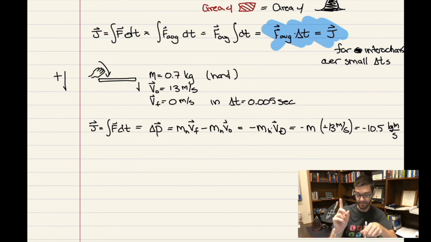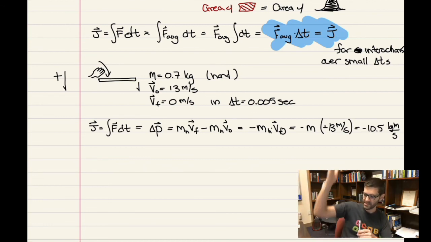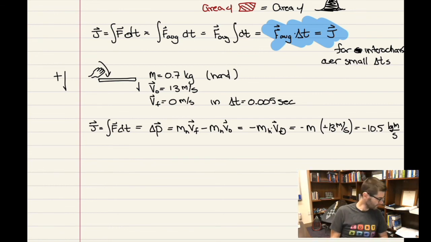Since it's negative, remember this is a vector, so the negative means something. Negative means it's pointing in the negative direction, which I've defined as up, which makes sense. There's a large force pushing up on the hand, which is stopping my downward motion and making it 0. Then it says, what is the average force that is being exerted on the hand?